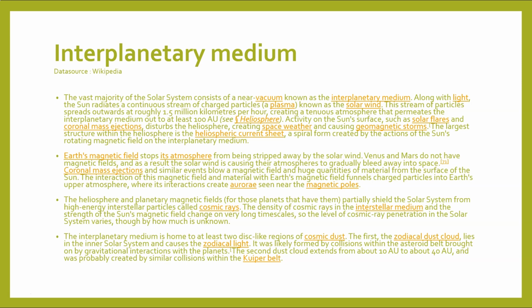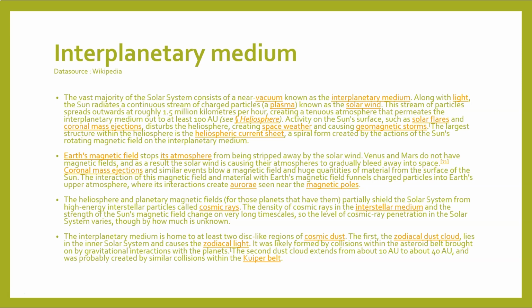The heliosphere and the planetary magnetic fields, for those planets that have them, partially shield the solar system from high energy interstellar particles called cosmic rays. The density of cosmic rays in the interstellar medium and the strength of the Sun's magnetic field change over very long time scales, so the level of cosmic ray penetration in the solar system varies, though by how much is unknown.